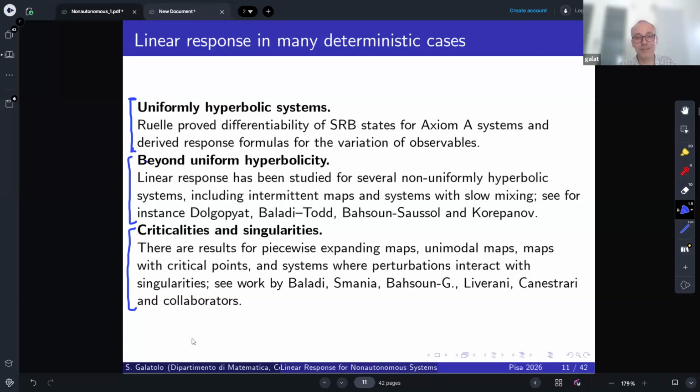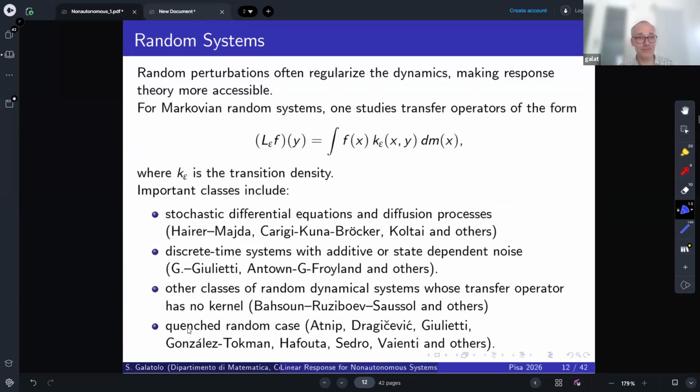Now, I'm not going to enter into the details. These are the directions in which people proved linear response statements in the deterministic case, but there is also the random case, which is maybe even more important in the applications, because many models of important systems are random dynamical systems. Let me see. Okay, I think I'm going very slowly, because I try to do something complicated and to explain it. So let me accelerate a little bit.